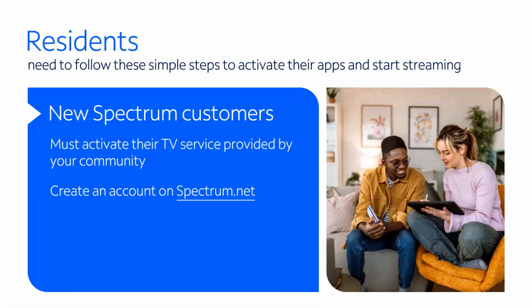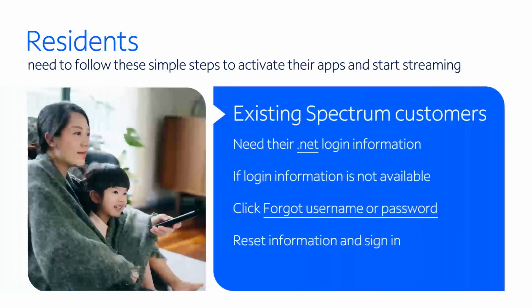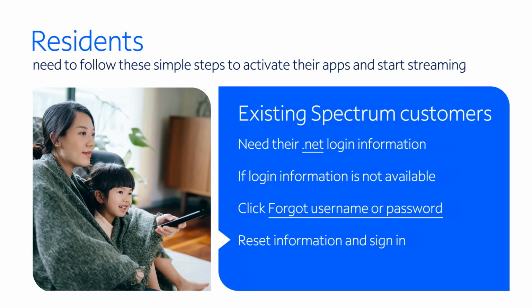New Spectrum customers must activate their TV service provided by your community and create an account on Spectrum.net. If they are an existing customer, residents need to have their .net login information available. If login information is not available, the resident will need to click on Forgot Username or Password on the login screen to reset their information and sign in.